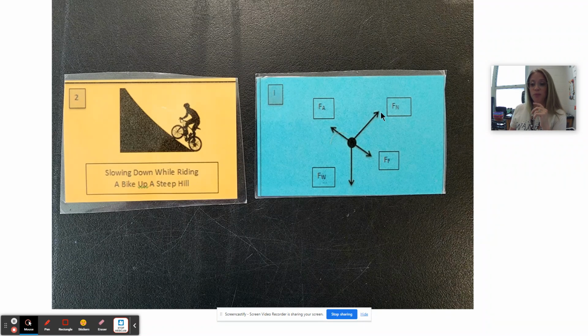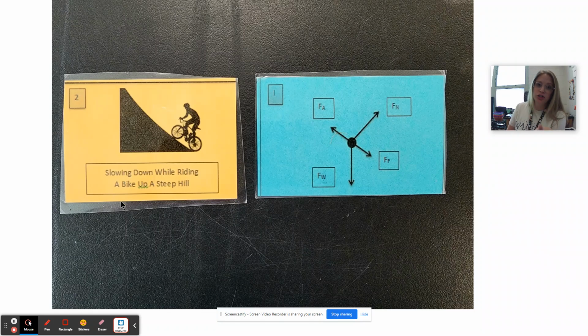Normal force will always go perpendicular. Perpendicular is at 90 degrees to the ground. So here's the ground like this. So normal force should go like this, and we see that here. Now he's pedaling uphill, so there is an applied force, and it's going up the hill. And then we have friction force because the tires are touching the ground.